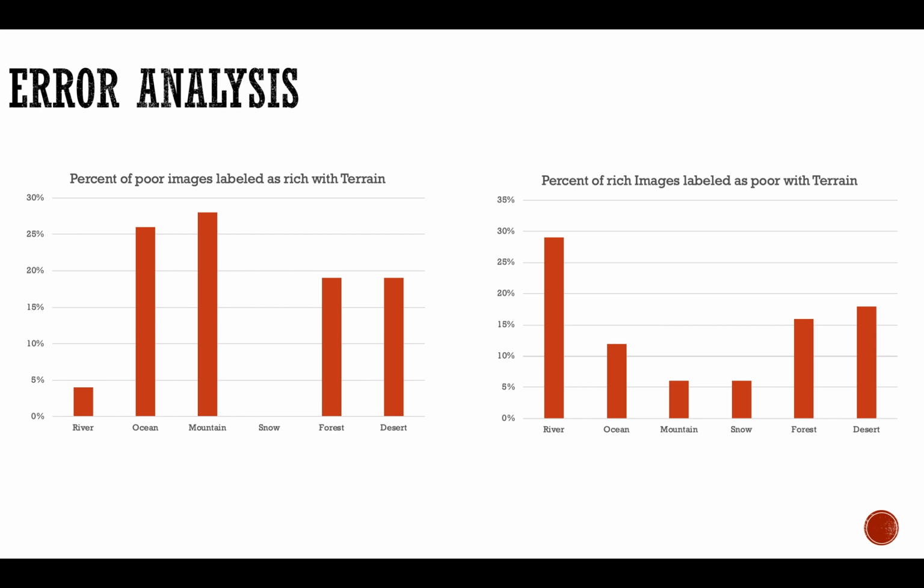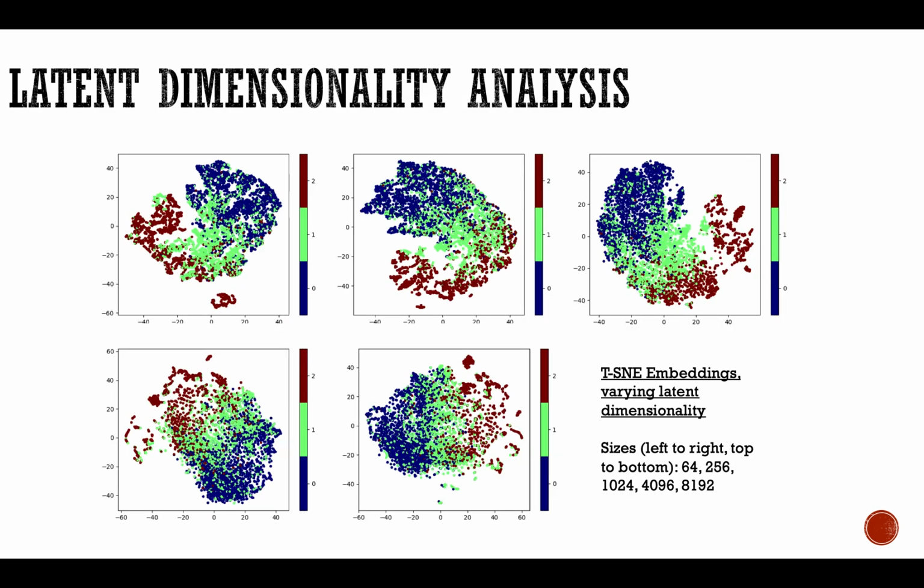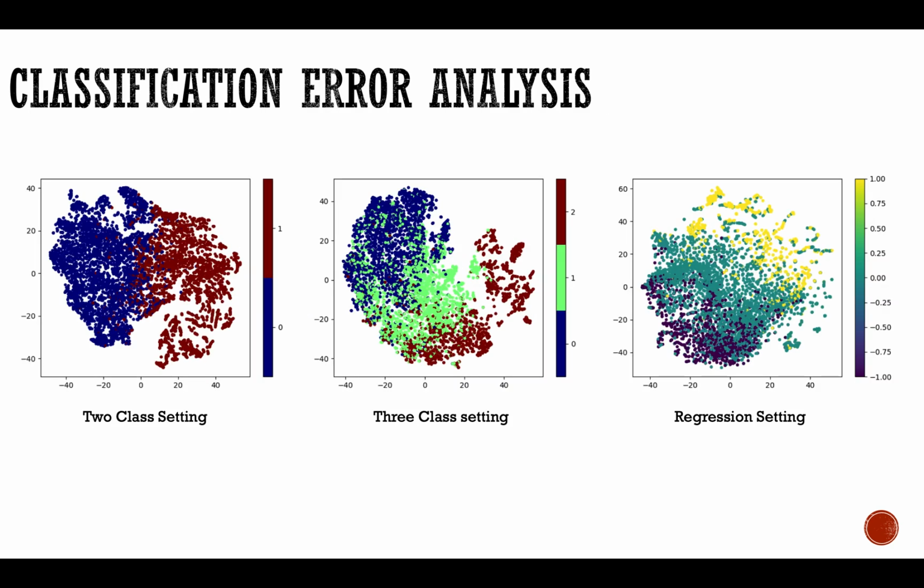As we can see here, we analyzed where our model incorrectly labeled poor images as rich and rich images as poor. We also investigated the actual embeddings that were generated and plotted them using t-SNE. So we looked at the actual networks that were generating the embeddings and discovered that it was best to do so using a VGG network. We looked at the dimensionality and found that the kind of magic number for the dimensionality was 1024, somewhere in the middle. And we also saw that as we trained our network in a 2-class setting, going from 2-class to 3-class to regression, our model still learned meaningful translations between those different settings.